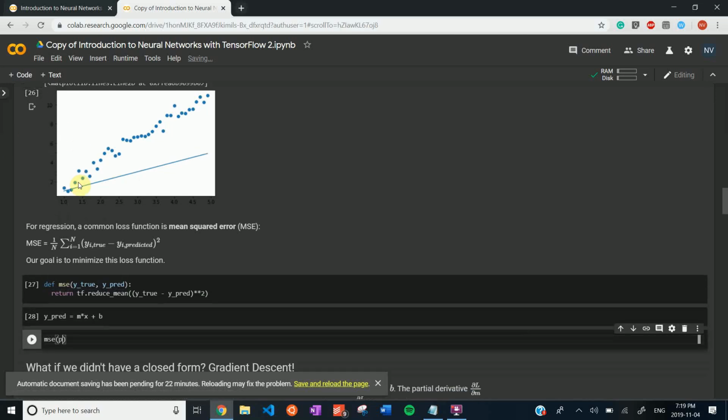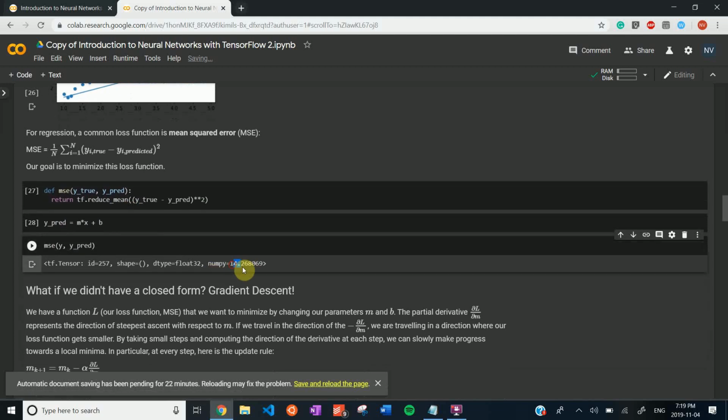So let's check this out. MSE of our predictions and our true values. Oh, it's probably the right order. Cool, and so it's 14 right now, and basically we want to minimize this value.